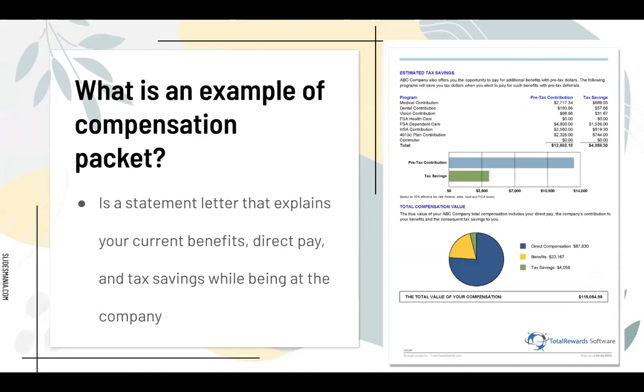And this is an example of a compensation packet. You can see that it is sort of a statement letter that explains your current benefits, direct pay, and tax savings while being at the company. So you can see in the picture all the different pre-tax contributions and what tax savings you'll be saving, and the exact direct compensation with also benefits and tax savings. And this all depends on, like I said, your experience, your performance, and how much you're really giving into your own job.